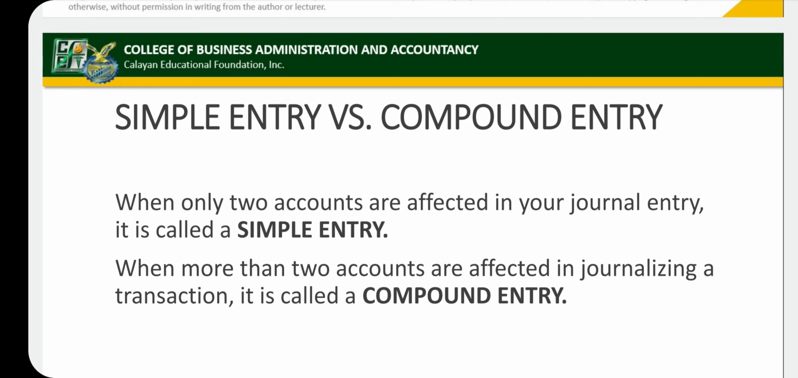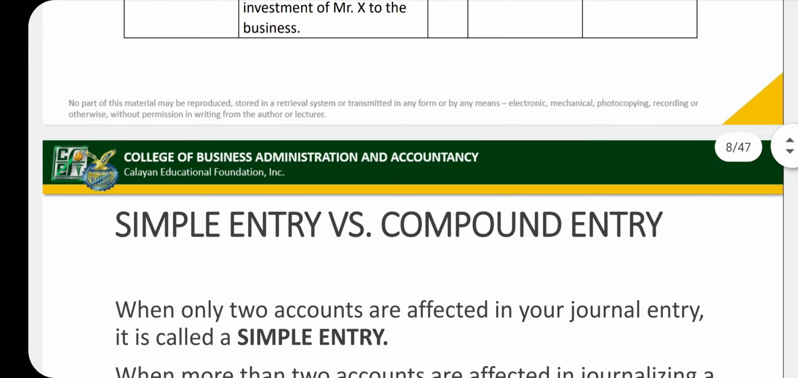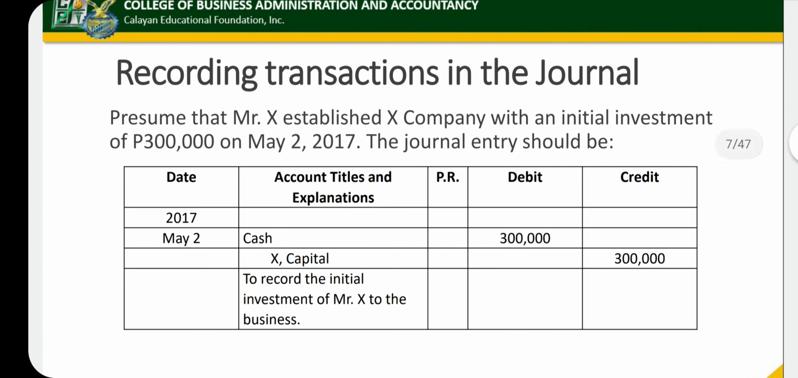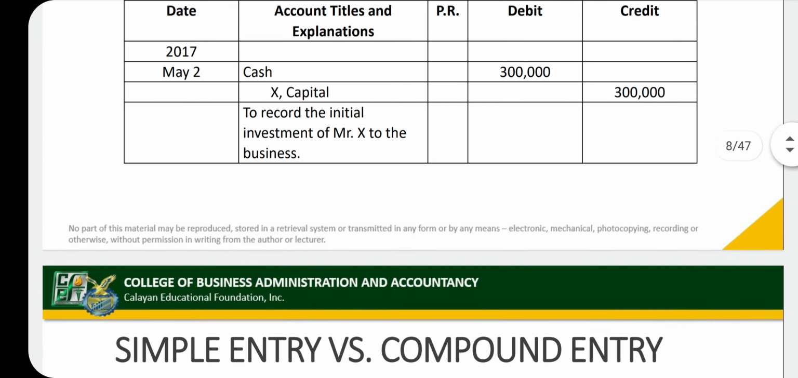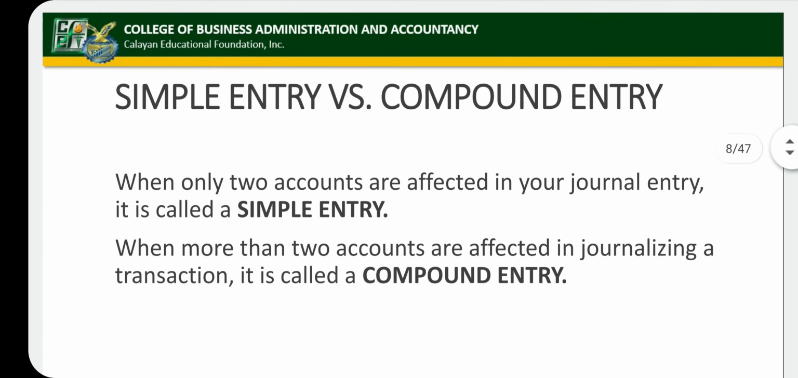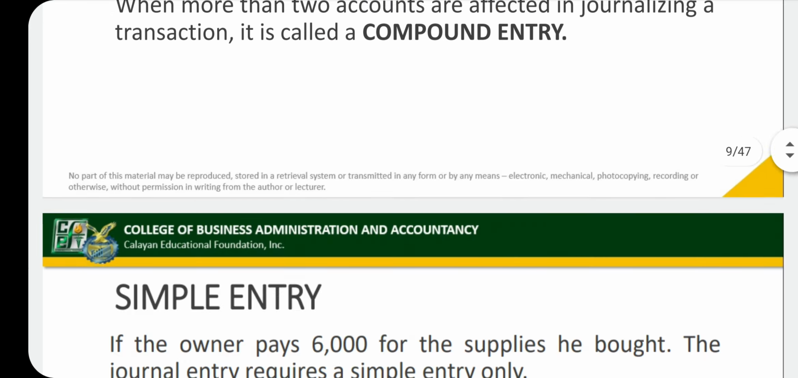So we have here simple entry and compound entry. Class, when only two accounts are affected, we call it a simple entry. For example, in this case, this is just a simple entry because this involves only two account titles. But in cases where more than two account titles are affected, we call it a compound entry. For example, at least three accounts are shown or presented in your journal. Okay, so that is called compound entry.